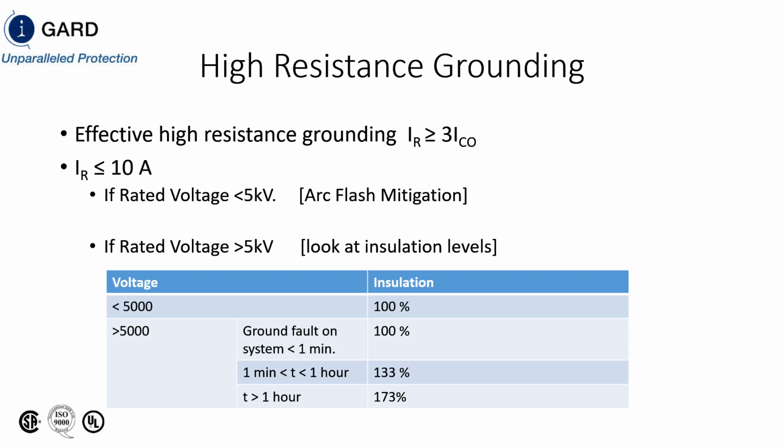So if your insulation level is greater than 5,000 volts and your ground fault is on the system for less than a minute, you can use 100% rated insulation. If your ground fault is on the system from 1 minute to 1 hour, you have to use 133% rated insulation. And if your fault is on the system for greater than 1 hour, you have to use 173% rated insulation. But again, this only comes into effect above 5,000 volts, not 4160, not 5 kV, but 5,000 volts.